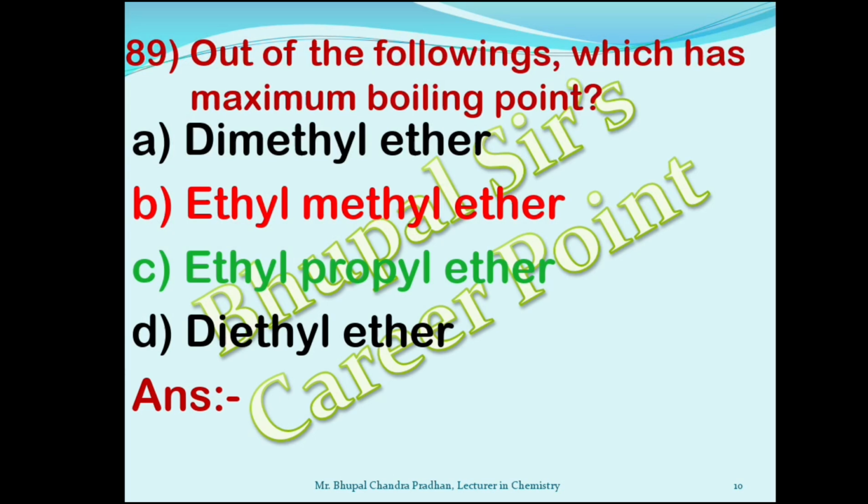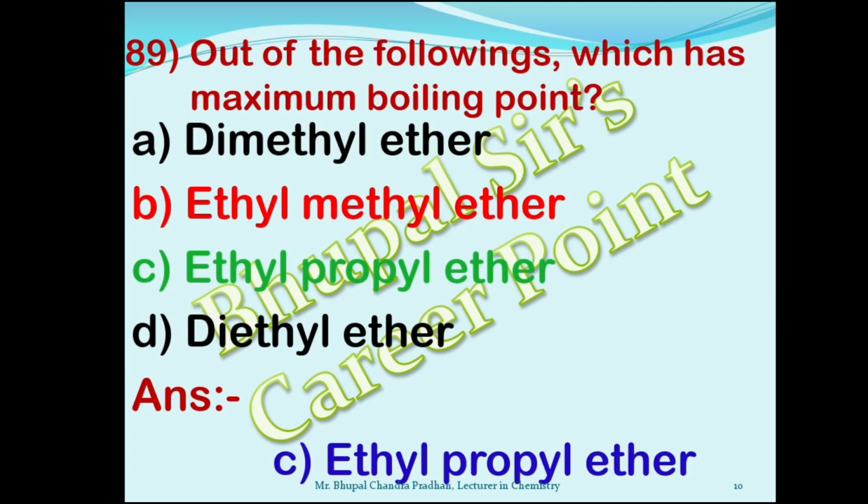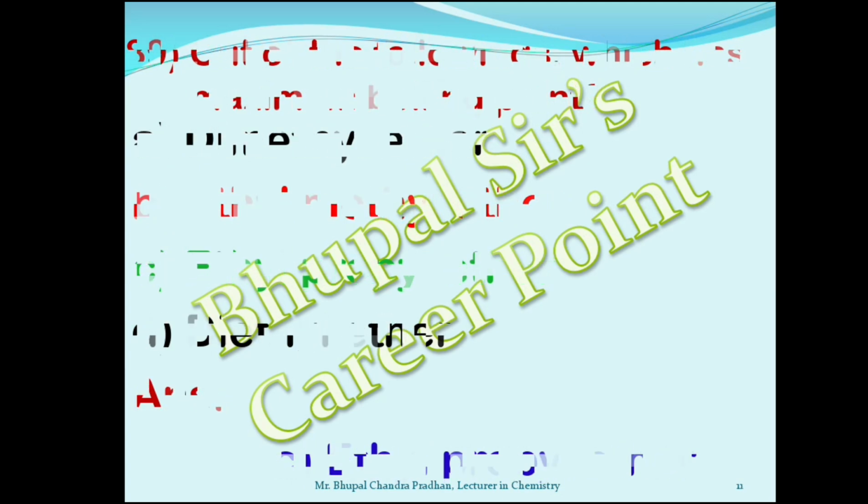In case of diethyl ether, it is C4H10O. So out of these four, the highest molecular mass is ethyl propyl ether. So option C is the correct answer. Thanks for the students who have given option C as their answer in the live chat. Now let us come to the next question of this session.